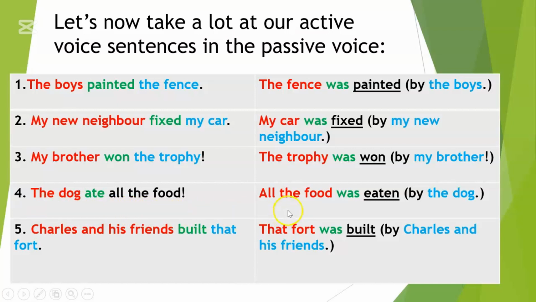Passive. All the food was eaten by the dog. 5, active. Charles and his friends built that fort. Passive. That fort was built by Charles and his friends. So again, we can see here that the subject of the active voice will become the object of the passive voice, and the object of the active voice will become the subject of the passive voice.